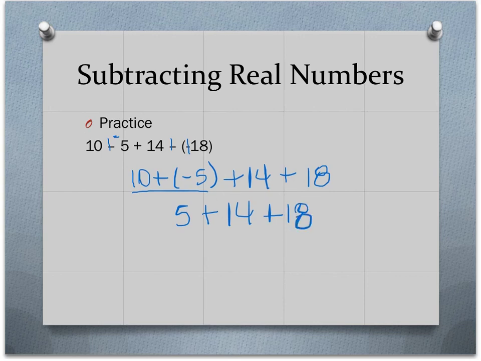You could simply do those in order, or you could change up the order by using the commutative property if you wanted to. To me, looking at it, it's just as easy to add 5 plus 14 to get 19, and 19 plus 18 then would be 37. So that is the answer, or positive 37, using this concept of add the opposite.